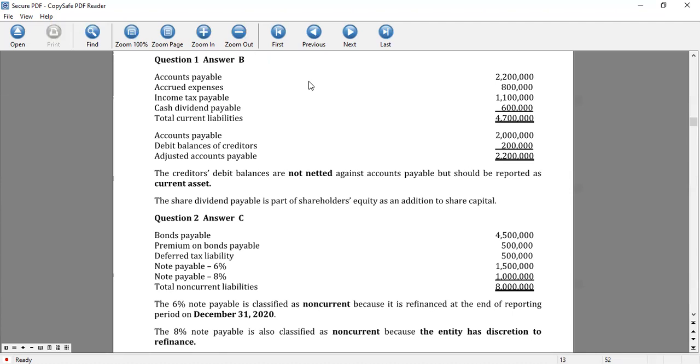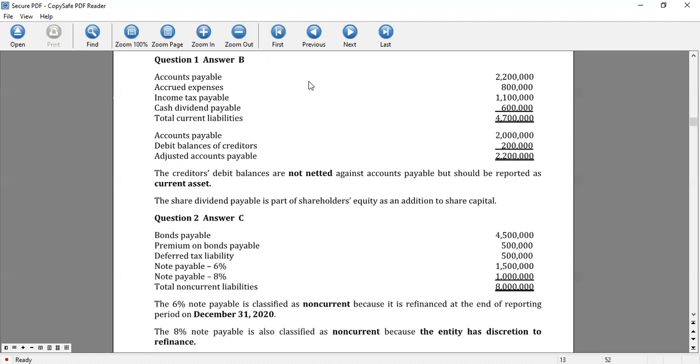It's letter B, because the question is asking for the total of the current liabilities. The creditors' debit balances are not netted against accounts payable but should be reported as current asset. The share dividends payable is part of shareholders' equity as an addition to share capital.